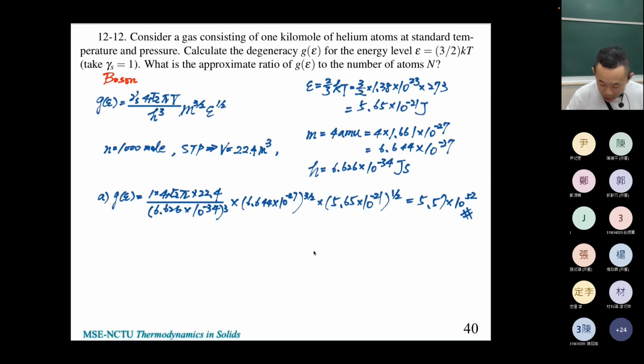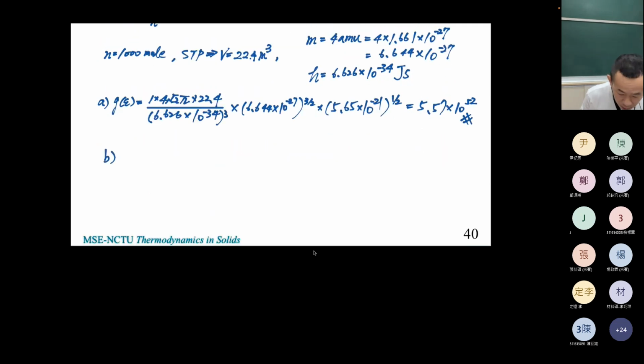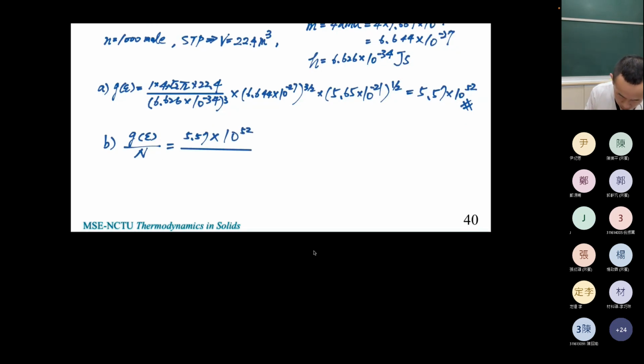Okay, so next, the second one is the approximate ratio of G epsilon to the number of atoms, G epsilon to N. So 5.57 times 10 to 52, such a big number, divided by 6.02 times 10 to 26, right, for 1 kilomole. So 0.925 times 10 to 26. Okay, so that's it.